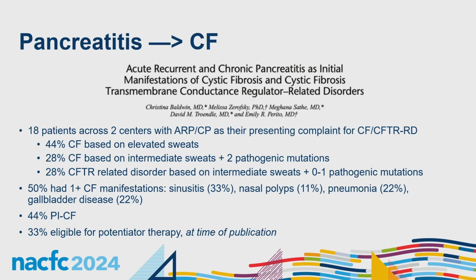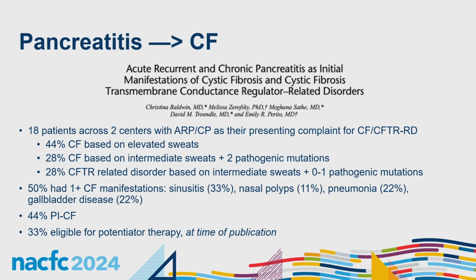It should be noted that a cohort of CF and CFTR-related disorder patients exist who present with pancreatitis first. In a retrospective review published by Dr. Chadwick, 18 patients across 2 centers were identified with recurrent or chronic pancreatitis as the initial presentation for CF or CFTR-related disorder. 72% were diagnosed with cystic fibrosis based on elevated sweats greater than 60 or intermediate sweats with 2 pathogenic mutations, and 28% were diagnosed with CFTR-related disorder based on intermediate sweats with 0 to 1 pathogenic mutations.